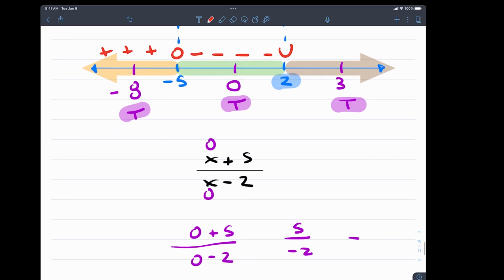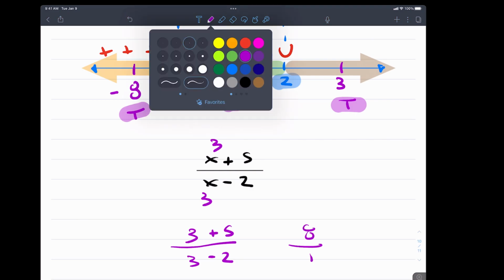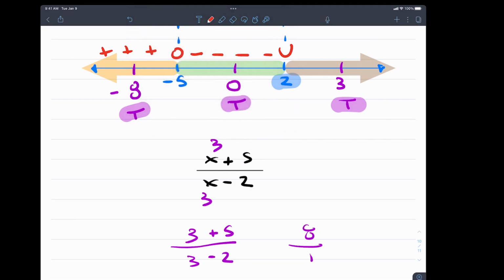Let's test the last region. What's your test point for the last one? Positive 3. Okay. So 3 plus 5 is 8, and then 3 minus 2 is 1. A positive divided by a positive is a positive, isn't that right? So region 3 is positive.